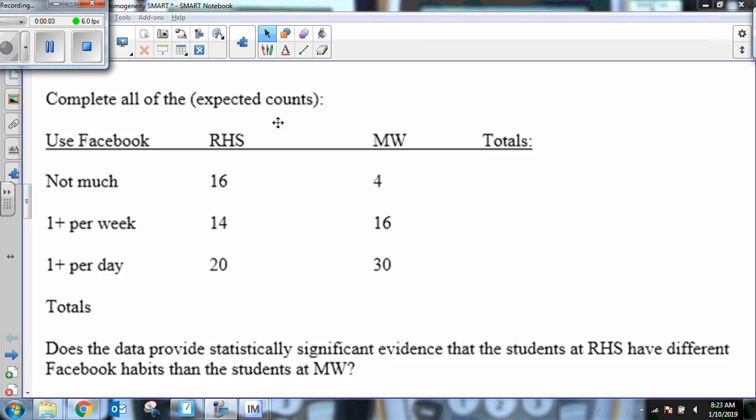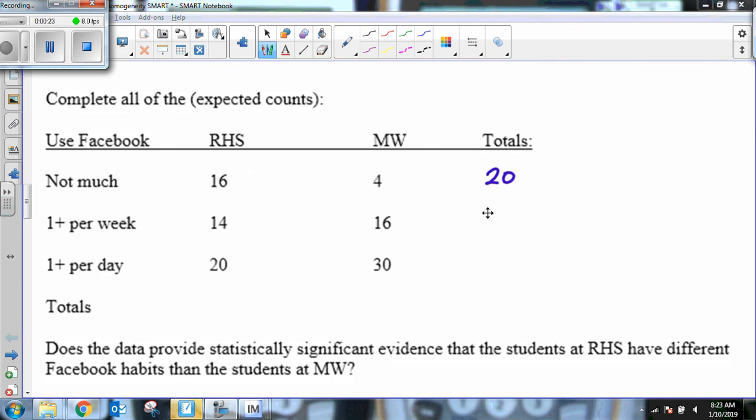Okay, so moving on to the actual test. What we're going to do now is a significance test to see the difference between RHS and Mount Whitney students' Facebook habits. So as you can see, we've got our two-way table back again. So I'm going to go ahead and fill in the totals from the other side.